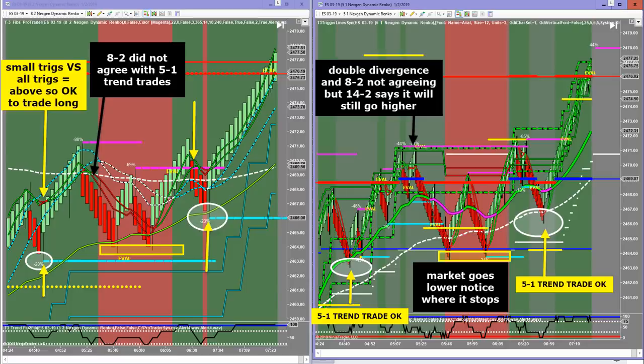So what we're going to do is look at some live trend trade situations and do a 3-chart comparison between our 14.2 chart, our 8.2 chart, and our 5-1 chart so you can recognize the proper looks for high probability trend trades.